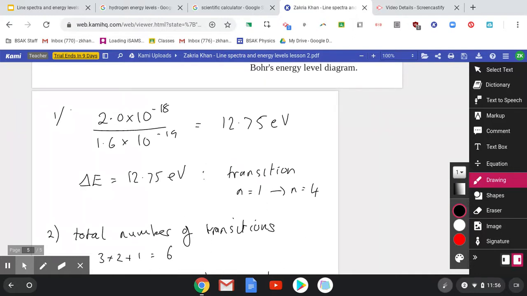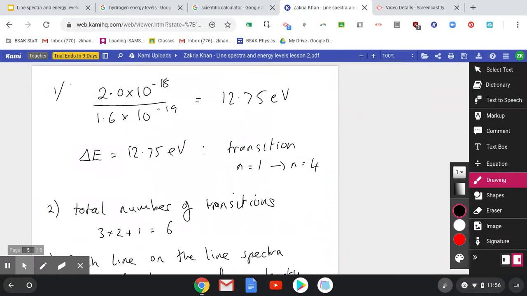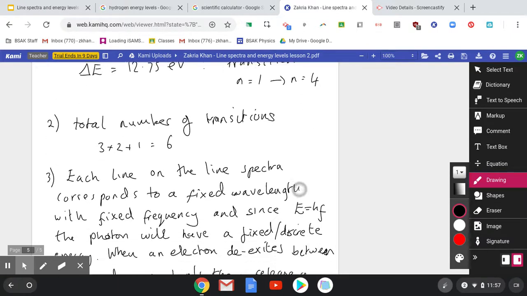Now, in my previous lesson, I taught you a trick to figure this out. If it's from level 4, take off 1 and then do 3 plus 2 plus 1. And if it was level 5, you would take off 1, that would be 4, and it would be 4 plus 3 plus 2 plus 1. And that will give you the number of possible transitions.